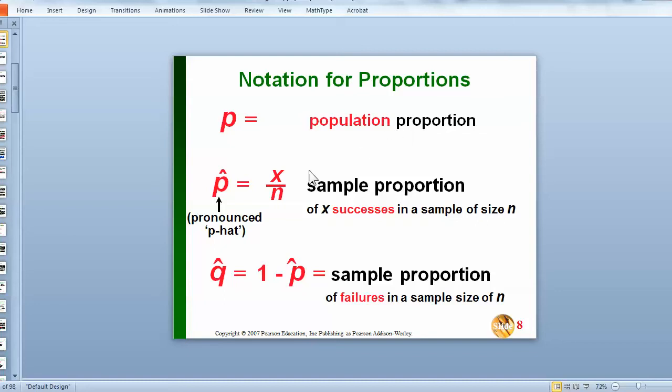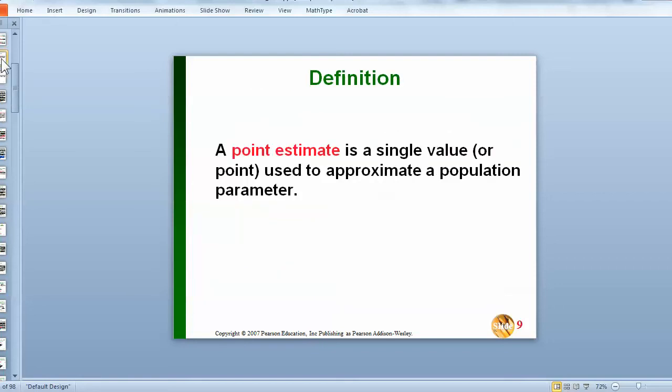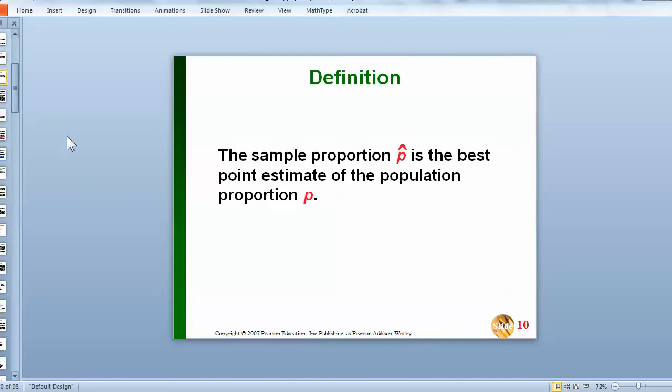And what we do is we first create a best point estimate. Now, p hat is the best point estimate if you're going to use one single value to try to target the population proportion p. So p hat is made up of a sample, x number of successes divided by n, and so on. So you probably remember a little bit about that. Point estimate, again, is our single best point to estimate the population parameter. P hat would be the best one to estimate p.